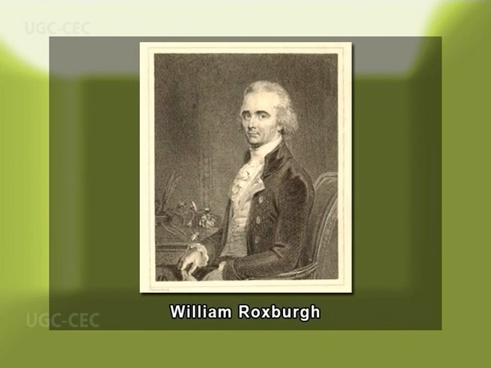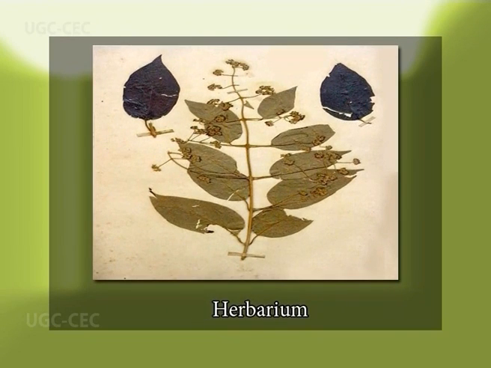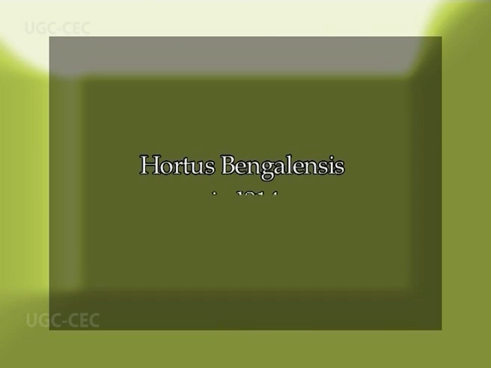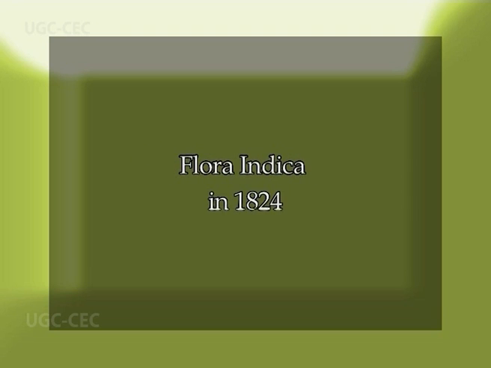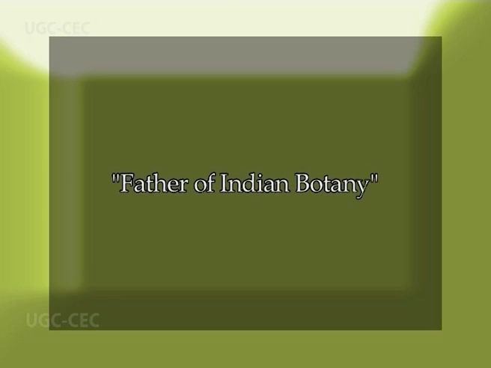William Roxburgh was appointed as the first salaried superintendent of this garden in 1793. Besides his interest in the development of the garden, he laid the foundation of taxonomy in India and established a large herbarium. During his tenure, he published Hortus Bengalensis in 1814 and Flora Indica in 1824. Hence, he is rightly called the father of Indian botany.